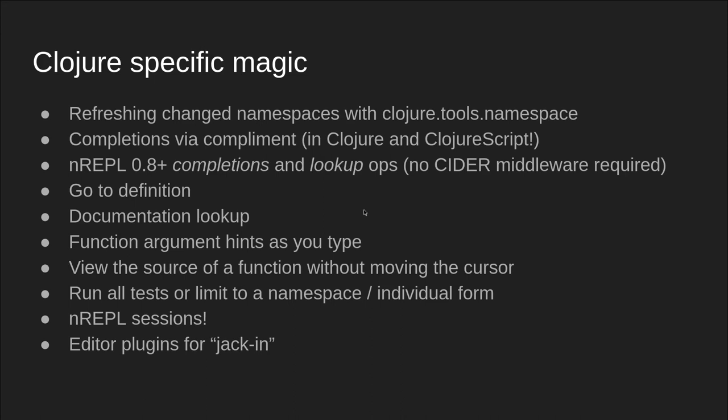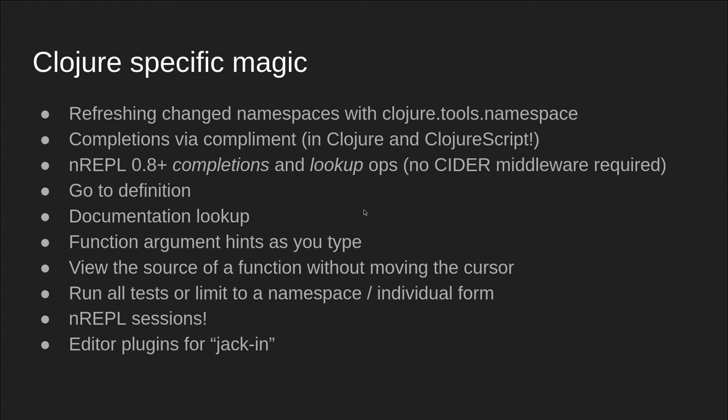We get go to definition, which is such a good, powerful feature that normally requires a huge IDE and indexing and searching. We get that off the bat, and it's updated live because we talk to a real running application and say, hey, where is this code found? We get documentation lookup, which we could do as we type. We get function argument hints as you type in most editors. We can view the source of a function without moving the cursor. In Conjure, I can do comma vs, and it will view source. We can run all the tests in a namespace or on an individual form.